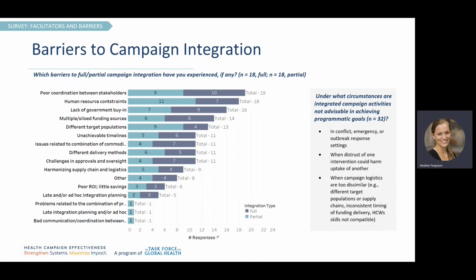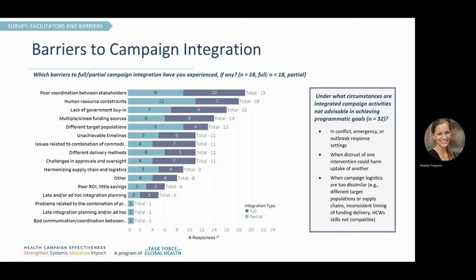Survey respondents ranked the top 3 barriers differently for full versus partial integration. Overall numbers show that poor communication or coordination between donors, governments, and other partners, human resource constraints, and lack of government buy-in are at the top of the list of barriers. Of note, several participants specifically called out circumstances where integration was not advisable, including conflict, emergency, or outbreak response settings. In these cases, urgency and short planning timelines made integration less feasible and desirable for implementers.